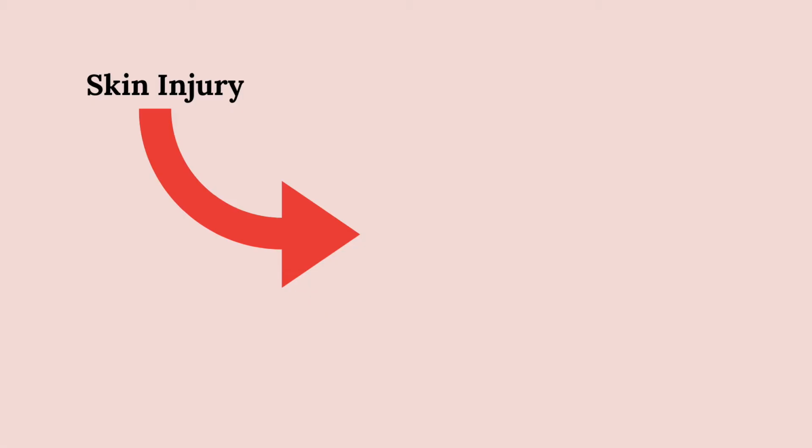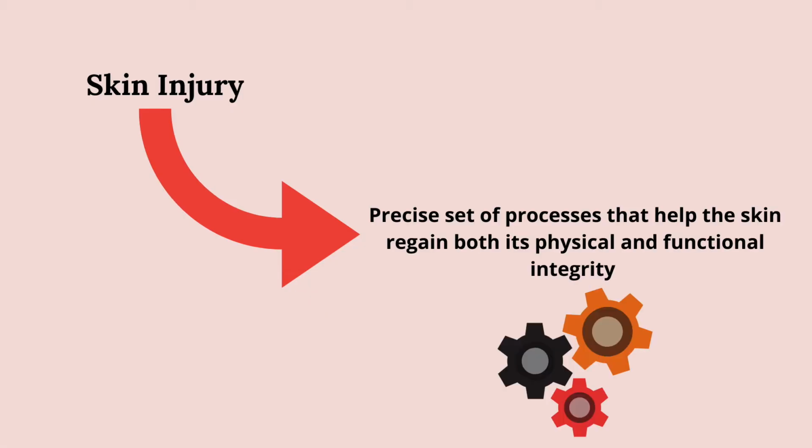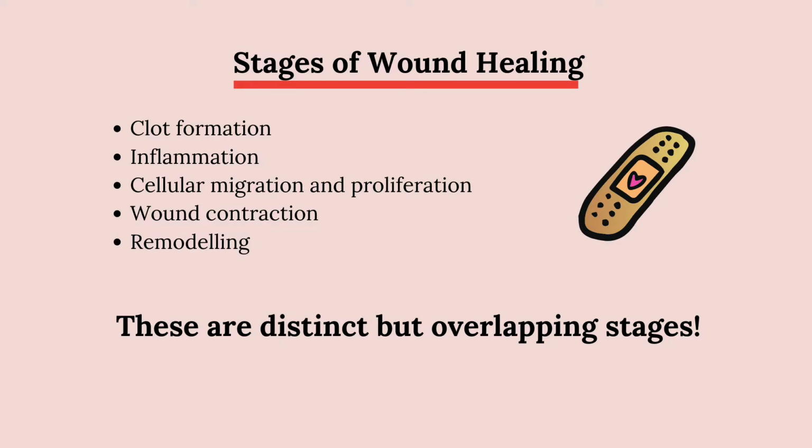So when we get a skin injury, there's this precise set of processes that help the skin regain both its physical and functional integrity. These are continuous stages that comprise cutaneous wound healing. They're distinct but overlap temporally, that means over time, and include clot formation, inflammation, cellular migration and proliferation, wound contraction, and remodeling. So each of these processes is affected by how deep the wound is and how much tissue the person has lost.